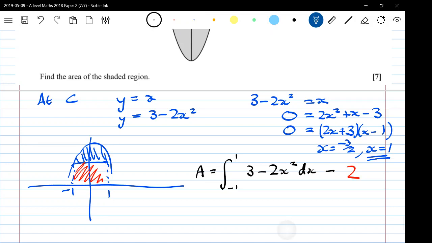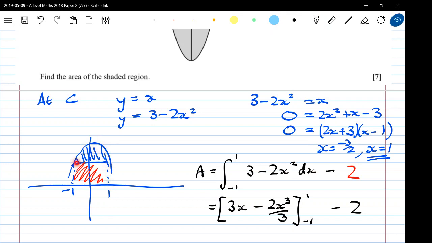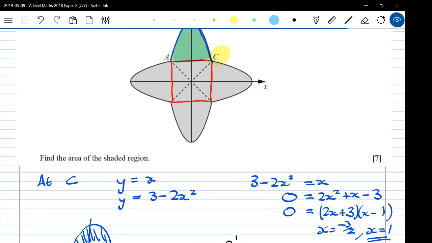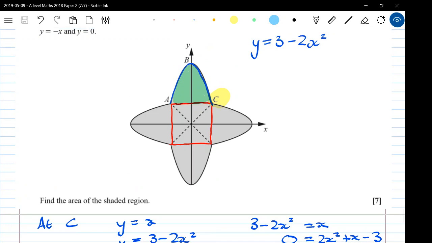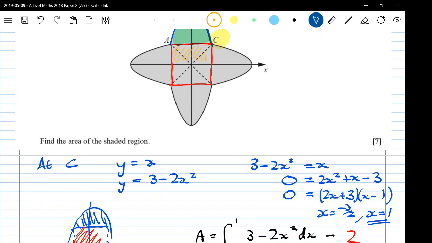So that's going to give me 3x minus 2x cubed over 3 between minus 1 and 1, take away the 2. If I do that integral, it gives me all the area between the curve and the x-axis. But I only actually want the bit that's shaded in green there. And that area underneath it, this area here, has an area of 2. If I do the integral, I'd get all of it, so I'm going to subtract that area so that I just get the green bit.